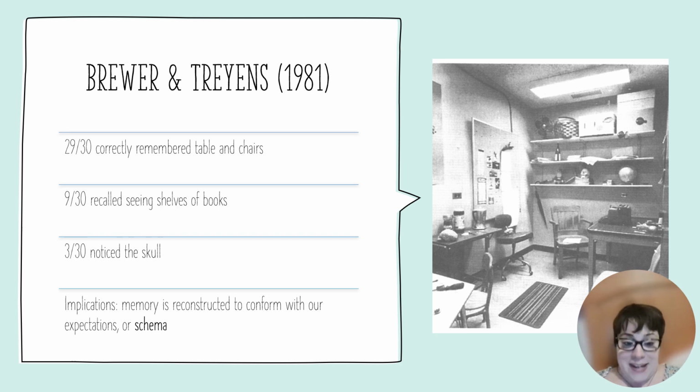And similarly, only 9 out of 30, so approximately a third of participants, recalled seeing shelves of books, right? And what's interesting is that in this office, there were no shelves with books, right? So they incorrectly remembered seeing bookshelves, even though none of them were present. So what the Brewer and Treyens study illustrates is that sometimes we make what are called schema-driven errors, where we either miss information that's inconsistent with our schemas, or we incorrectly recall information consistent with our schemas.